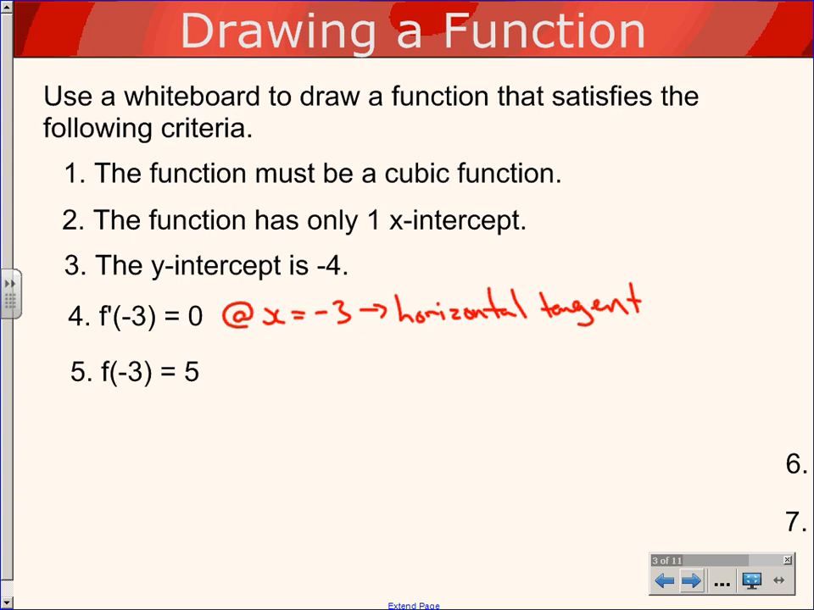Here's the next part. So we knew that when x is -3, we had a horizontal tangent. This is now saying that it must contain the point -3,5. So more specific, the point -3,5 has to be there. And at that point, we have a horizontal tangent. And remember, the y-intercept was -4, and there was only one x-intercept. So lots of things that we need to know. How about that one?